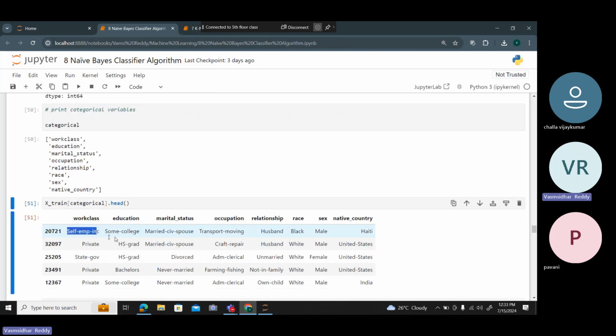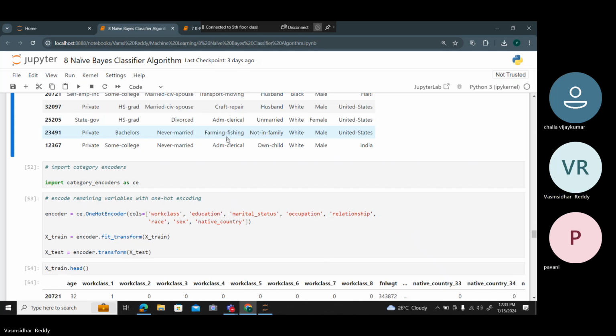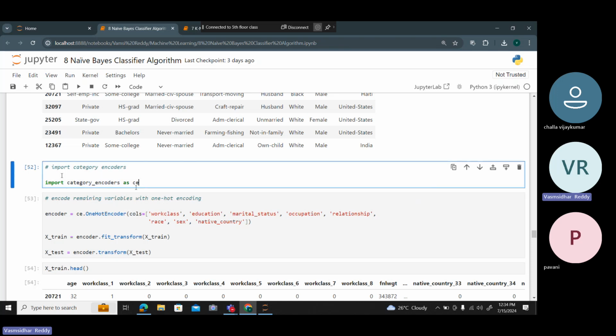So we need to convert these categorical features into numerics. That's why I'm using the one-hot encoder. I'm importing the category encoder.